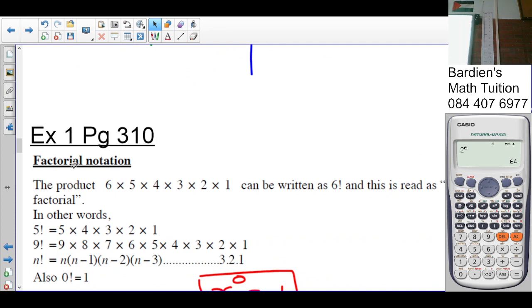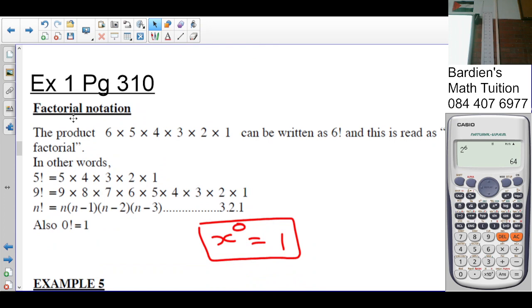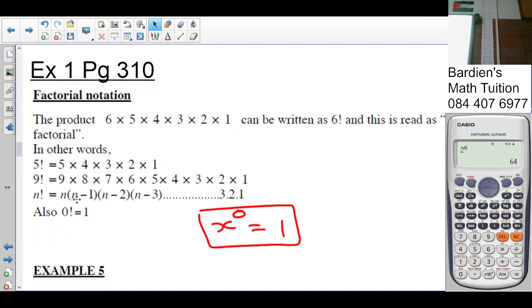And this is when we spoke about factorial notation. We see that the product of 6 times 5 times 4 times 3 times 2 times 1 can be written as 6 factorial. In other words, 5 factorial is 5 times 4 times 3 times 2 times 1. 9 factorial is 9 times 8 times 7 times 6 times 5 times 4 times 3 times 2 times 1. N factorial is n times 1 less than n, then 2 less than n, then 3 less than n, all the way to 3 times 2 times 1. Also, very important to note that 0 factorial is 1.